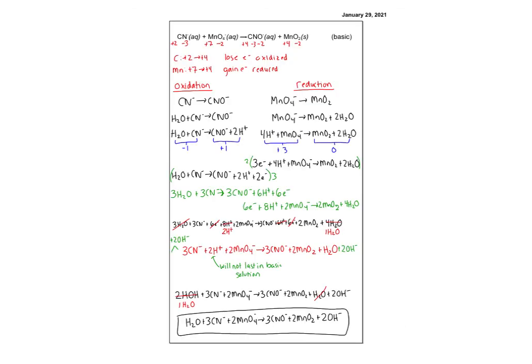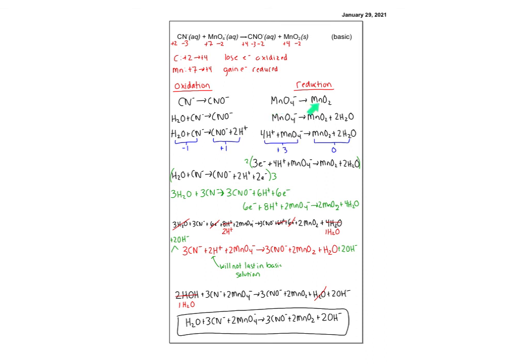All right, hopefully you saw that carbon is oxidized and manganese is reduced. So we have CN- going to CNO-, MnO4- to MnO2. Nitrogen, notice, was not impacted and oxygen wasn't impacted. That's okay, but they will be part of our balancing. So I balance my elements. I balance my oxygen then by adding H2O. I balance the H's by adding H+.